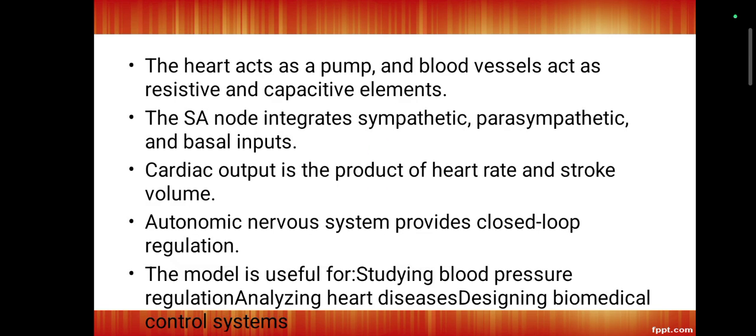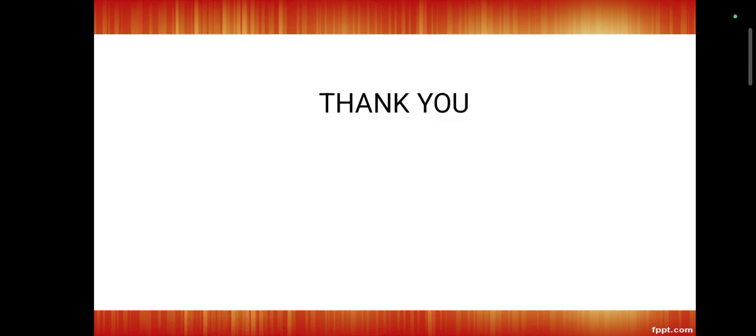So overall, this is used for the electrical modeling of the cardiovascular system, which is related with electrical parameters and sources, with the heart, vessels and SA node, sympathetic and parasympathetic and basal nodes. So cardiac output is the product of heart rate and stroke volume. This session mainly focused on cardiac blood pressure measurement using mathematical and electrical modeling of the system.